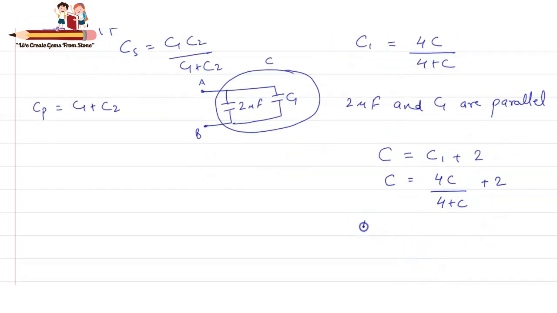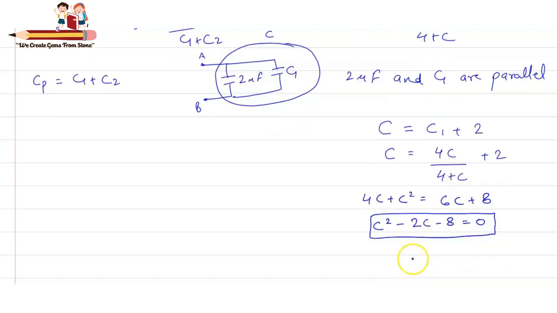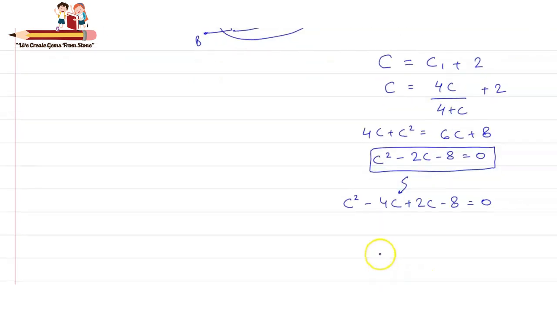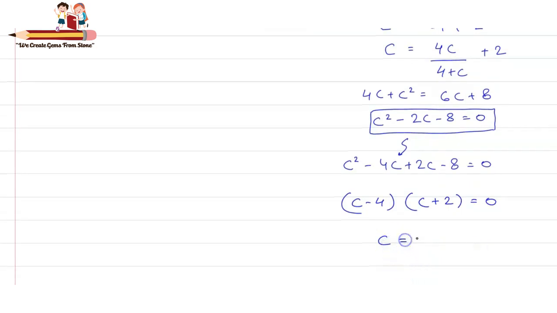Now when we solve this, it will be 4C plus C square is equal to 6C plus 8, which we can write as C square minus 2C minus 8 equal to 0. So our quadratic equation is C square minus 2C minus 8 equal to 0. We can solve it by using the quadratic formula or by middle term splitting. Splitting the middle term, it becomes C square minus 4C plus 2C minus 8 equal to 0, which we can write as (C minus 4)(C plus 2) equal to 0. This gives the value of C as 4 microfarad or minus 2 microfarad.